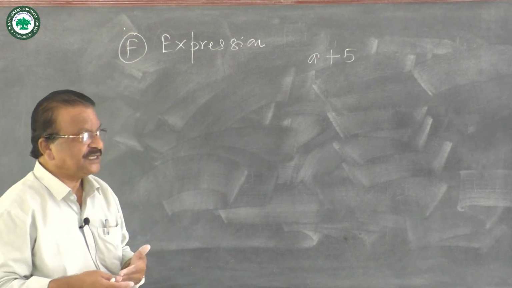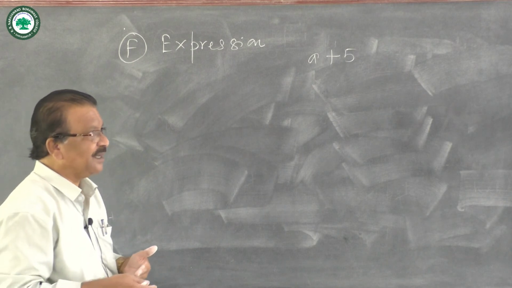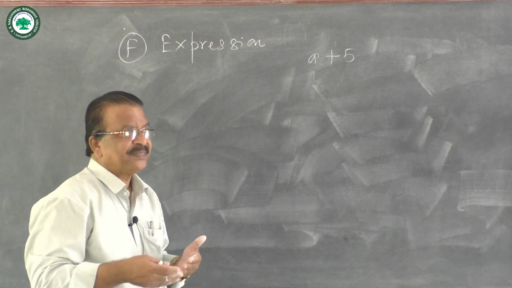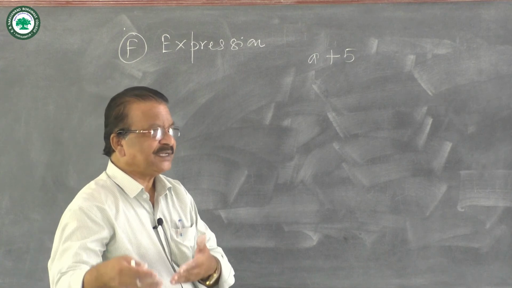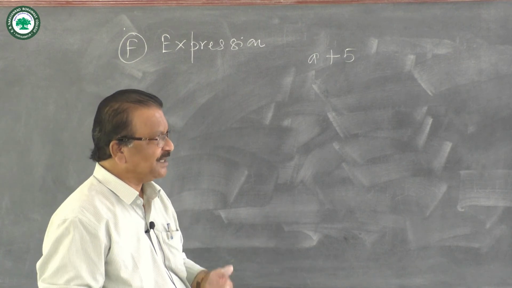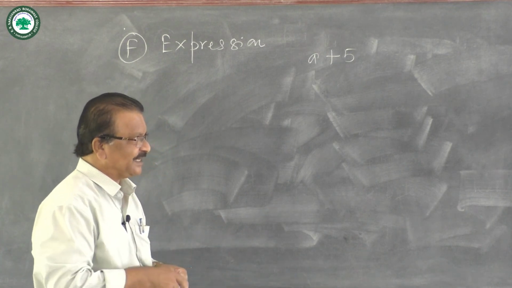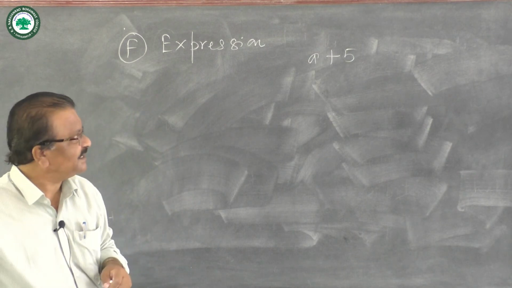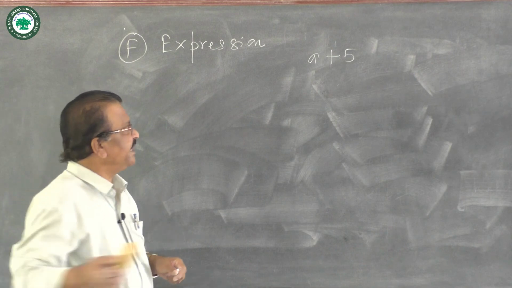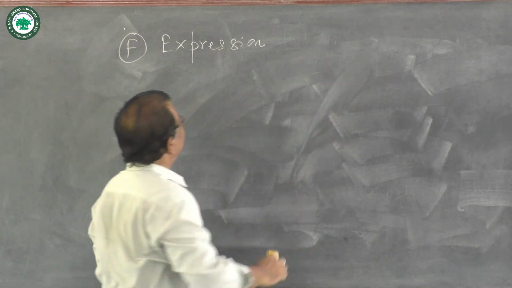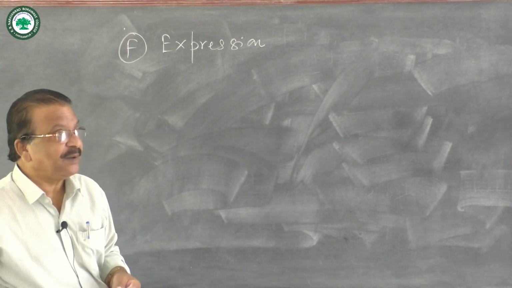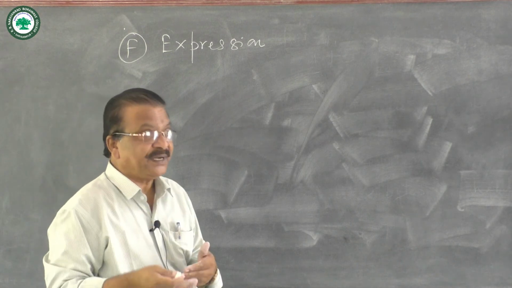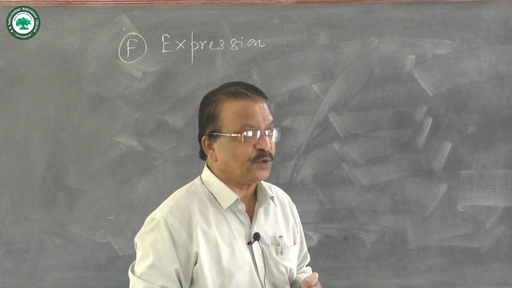And an expression is always part of a statement. Part of the statement means when an expression is followed by a semicolon, then it becomes a statement. So it's a part of the statement, and when it is evaluated, it always results in a single value. There are three types of expressions depending upon which operators you are using in those expressions.